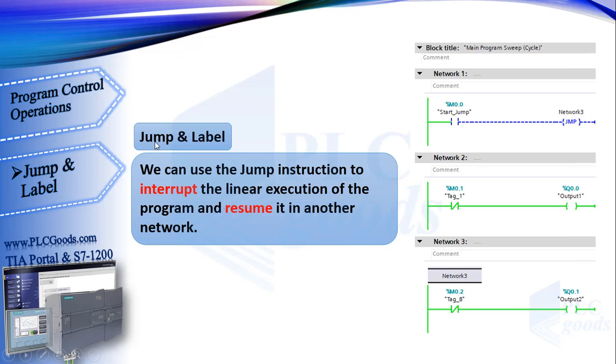Alright, let's see what are program control operations. The first is jump and label. We can use the jump instruction to interrupt the linear execution of the program and resume it in another network.